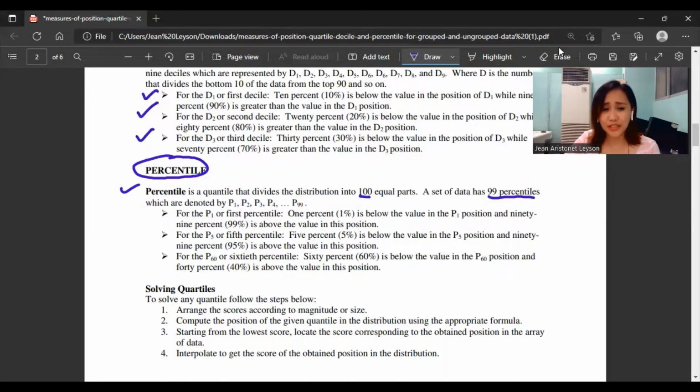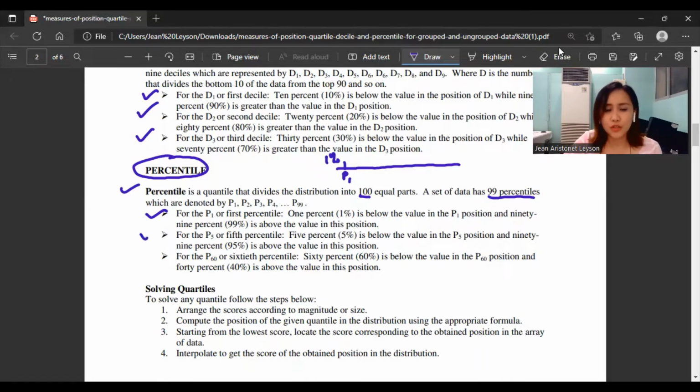So for P sub 1, or the first percentile, 1% is below the P sub 1 position and 99% is above the value in this position. So suppose you have this illustration. Let's just say this is P sub 1. So here we have 1%. The remaining set of data comprises 99%.